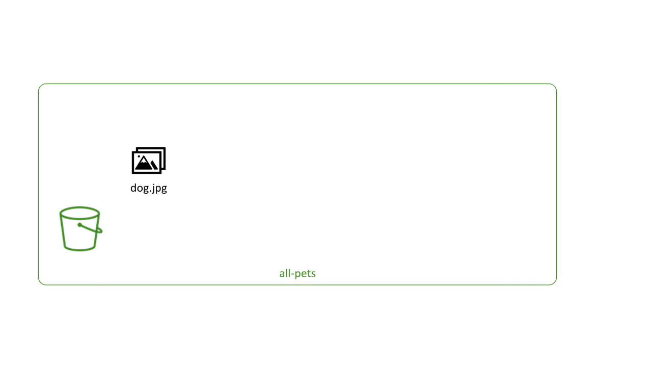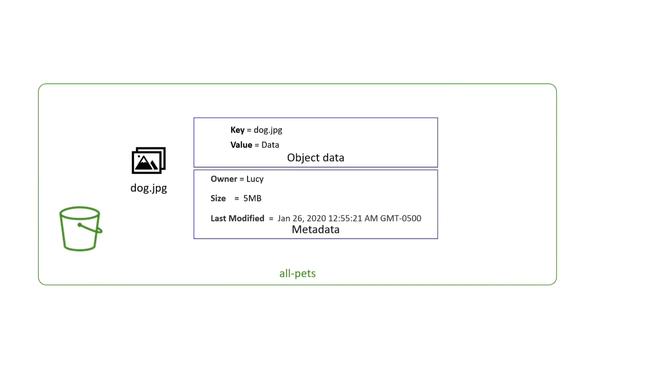Any object in an S3 bucket consists of object data and metadata. The data consists of a key, which is the actual name of the object, and a value, which is the actual data referenced by that object. Metadata are details about the object stored in a bucket. For example, the time when the object was created, the owner, the size of the object, etc.